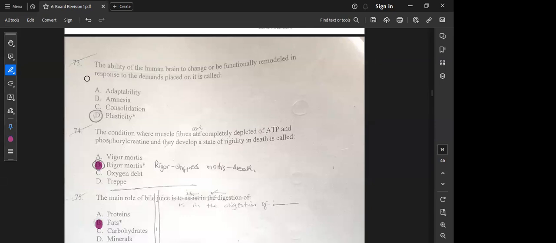Okay, so the ability of the human brain to change or be functionally remodeled in response to the demands placed on it is called, is it adaptability? Could be. Is it amnesia? No. Is it consolidation? No. Is it plasticity? Yeah. It's plasticity. Plasticity is the ability of the human brain to change or be functionally remodeled in response to the demands placed on it. It's definitely plasticity. Next question, please.